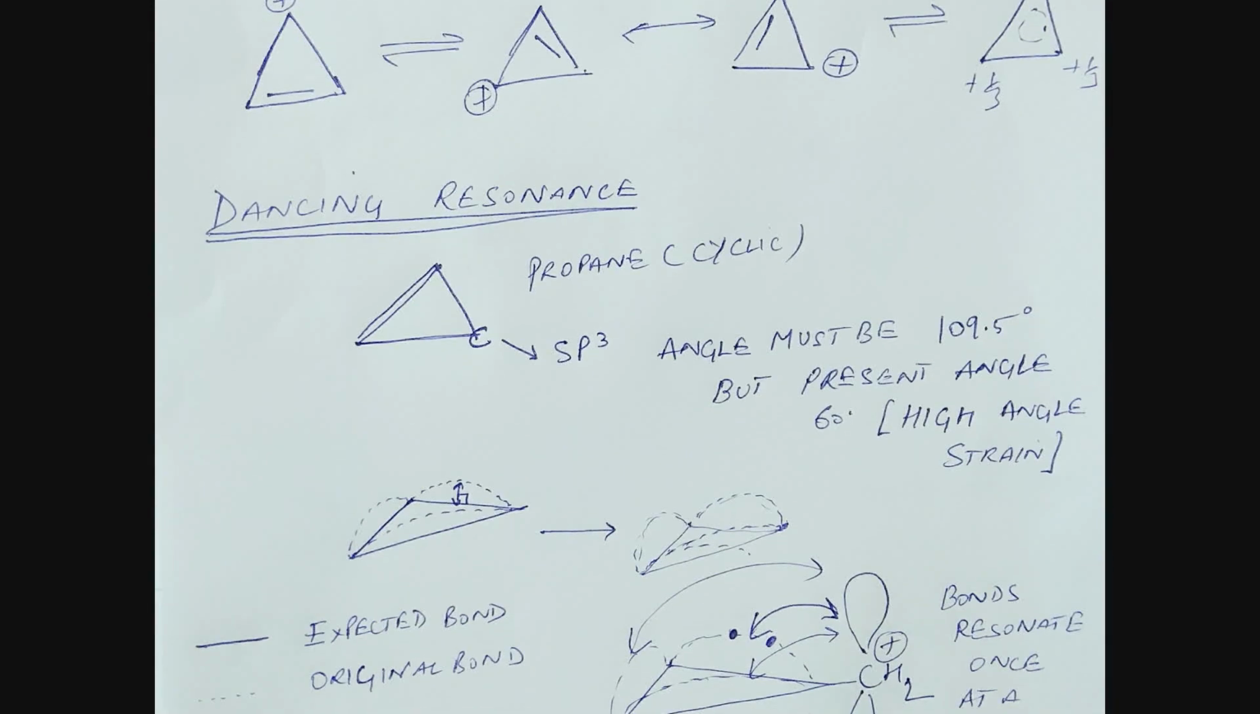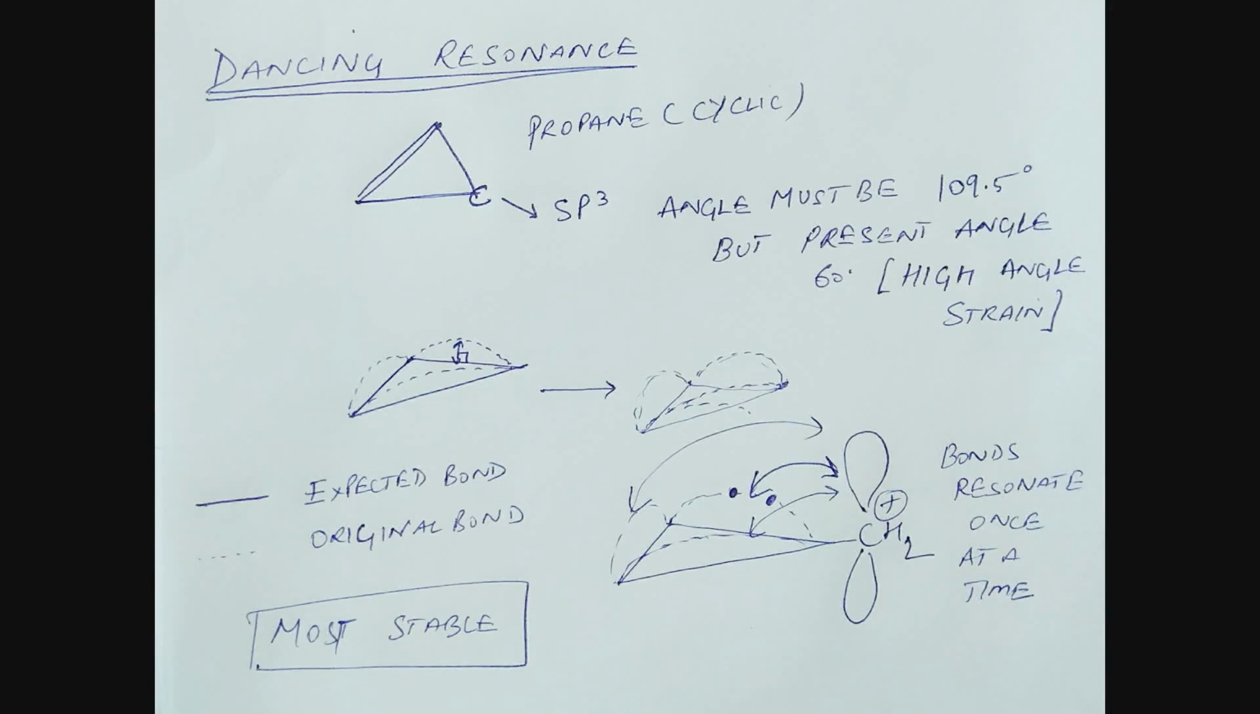Now another topic is dancing resonance, which is very important because this is the most stable resonance ever found. So if you find any molecule showing dancing resonance, you can state that it is the most stable molecule of the pool. Now, why it is most stable: let us consider propane. We know that propane has sp3 hybridized carbons, but because it is a ring, I am considering cyclic propane, cyclopropane. Now in a ring of 3 carbons, the angle should be 60 degrees.